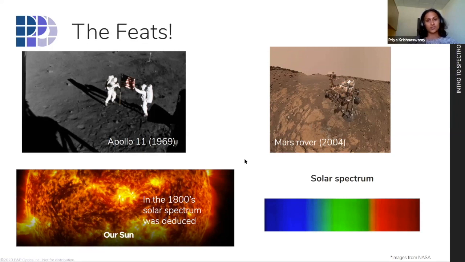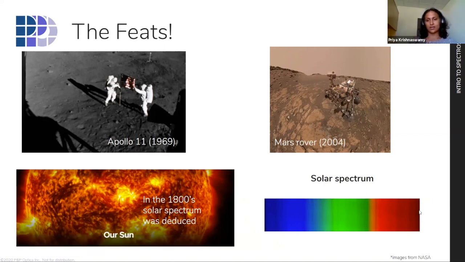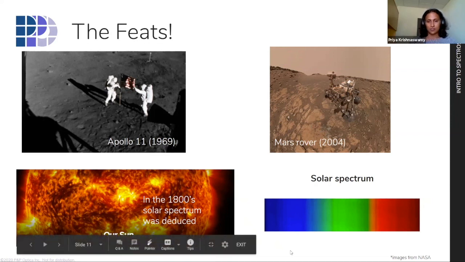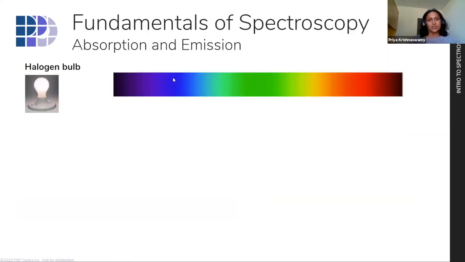It is through the science of spectroscopy. And what you have here is a solar spectrum, and we are used to seeing the red, blue, green spectrum. You have to understand that there is also an infrared and ultraviolet region, and we'll focus today on this visible region. There's enough information within the spectrum to tell us which elements are included in the Sun's atmosphere. So let's look at what helps us deduce this information, that is, the fundamentals of spectroscopy.